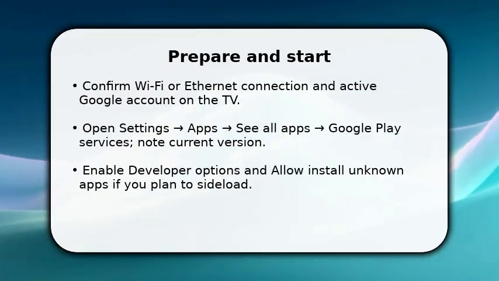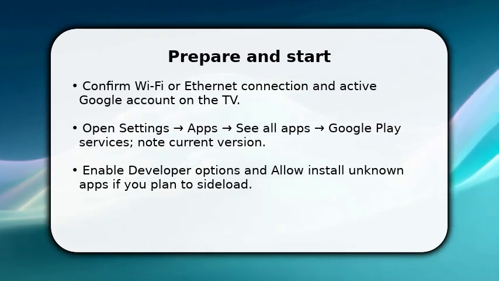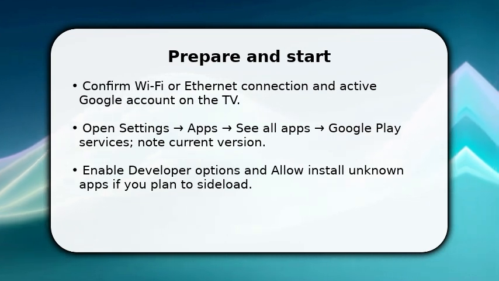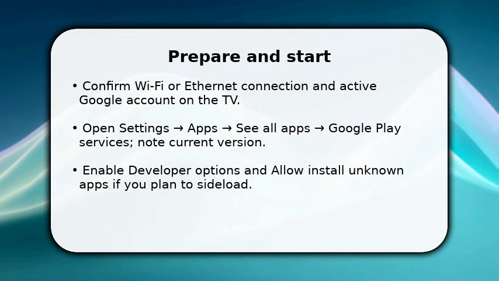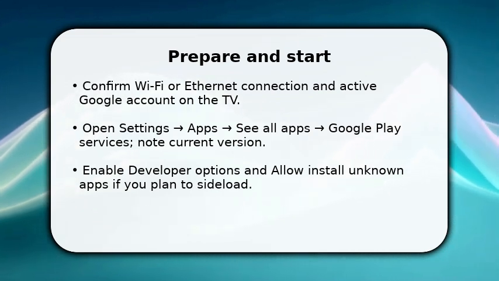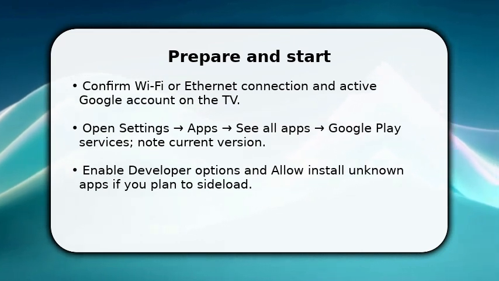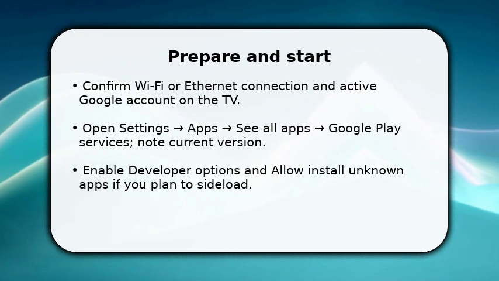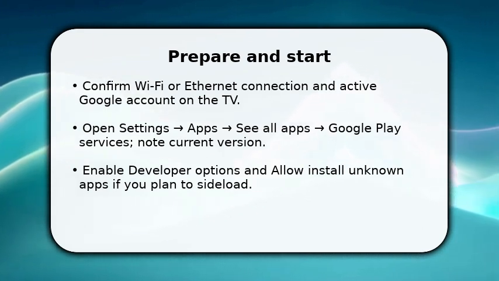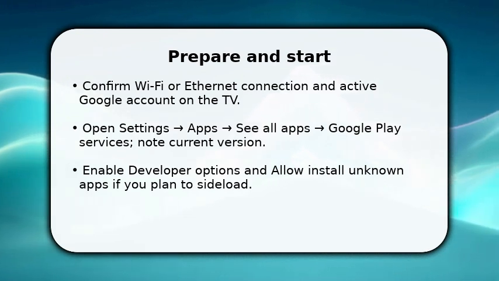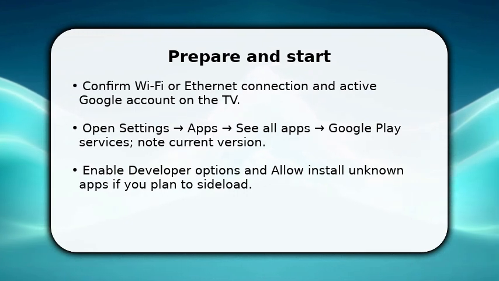You begin by confirming network access and that your Google account is signed into the TV, because Play services require connectivity and account linkage. Next, check Settings, right arrow, Apps, right arrow, Google Play services and note the installed version so you can confirm an update. Once done, enable developer options and allow installs from your chosen file manager only if you will sideload an APK. This prevents permission blockers later and prepares the device for the update process.